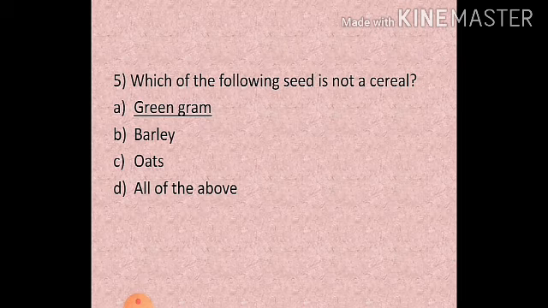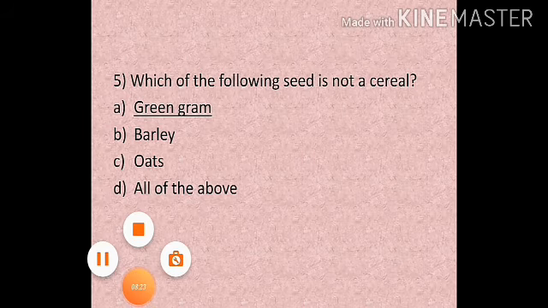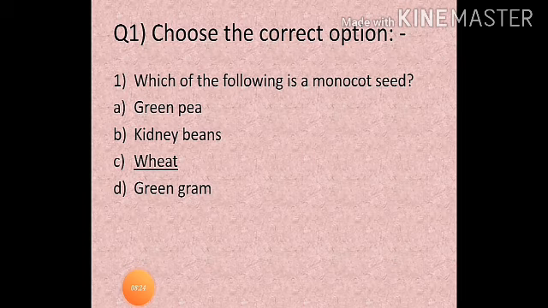Okay, now we are going to go back to the first, choose the correct option. I'm going to repeat all of it again. If you still have not written or maybe anything is left out, please write it. First one, which of the following is a monocot seed? Option A, green pea, B, kidney beans, C, wheat, D, green gram. Answer is wheat. Please write it down.